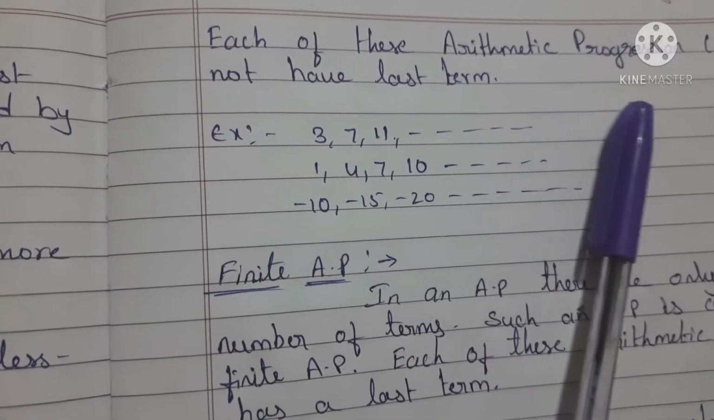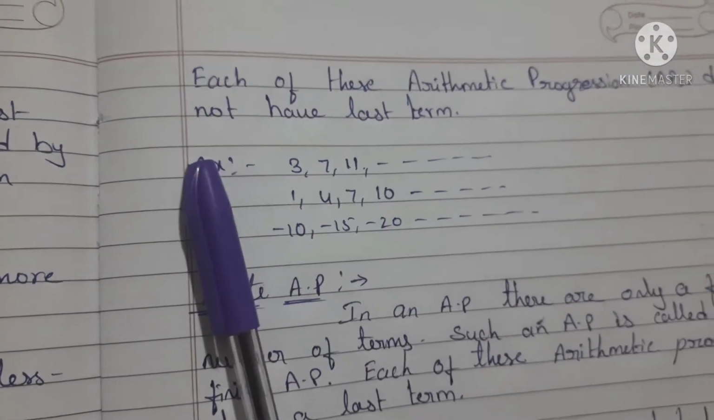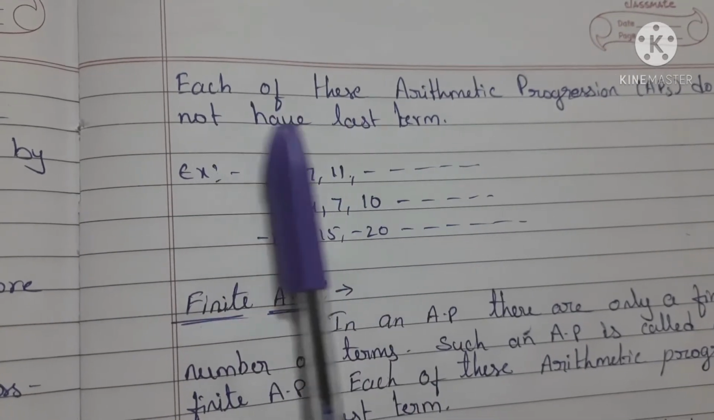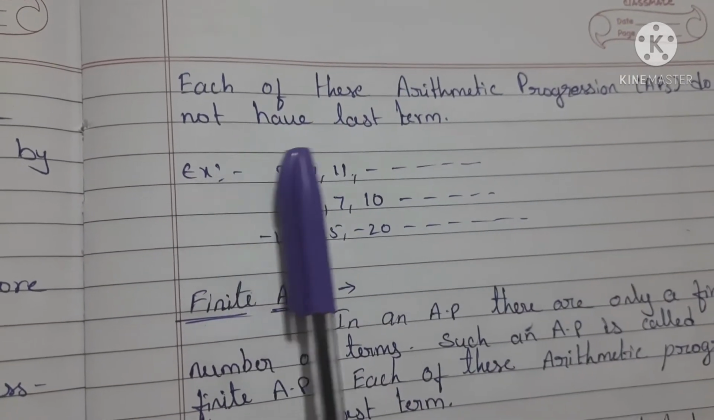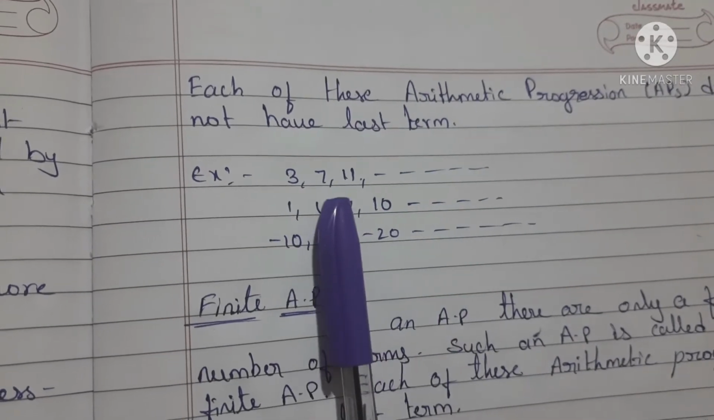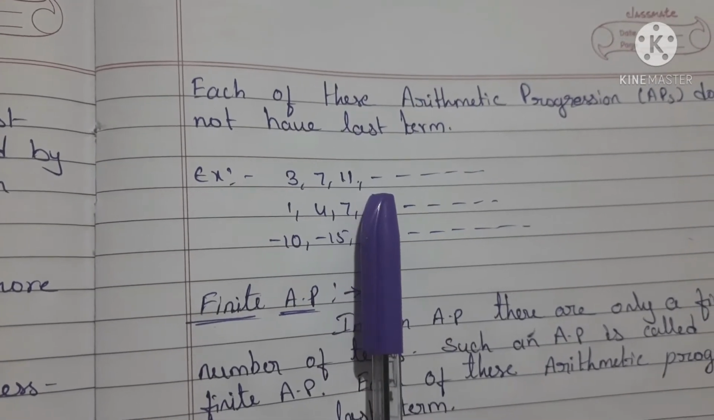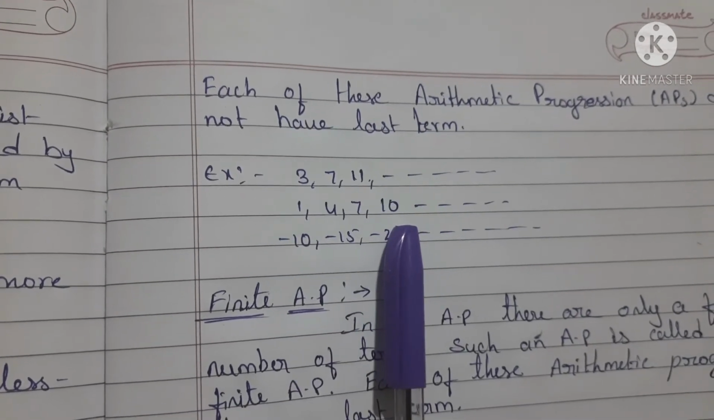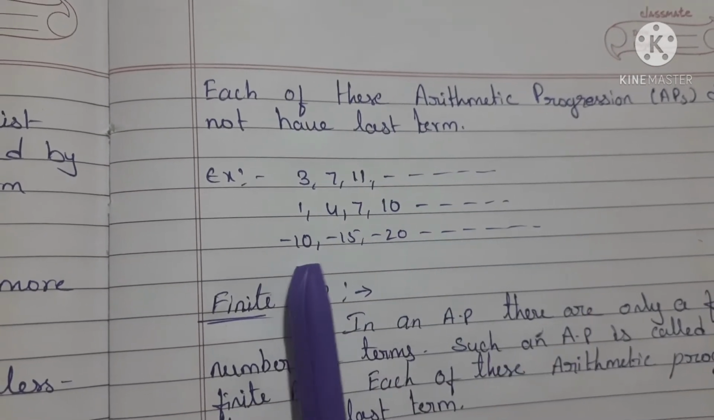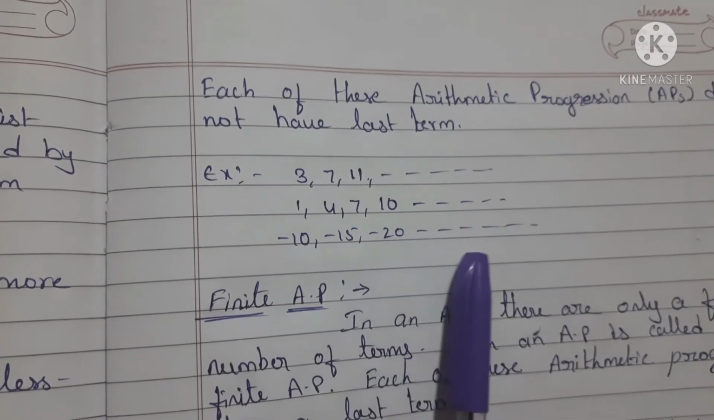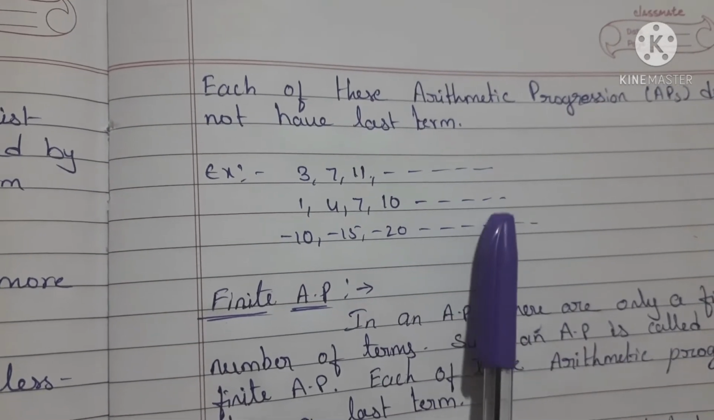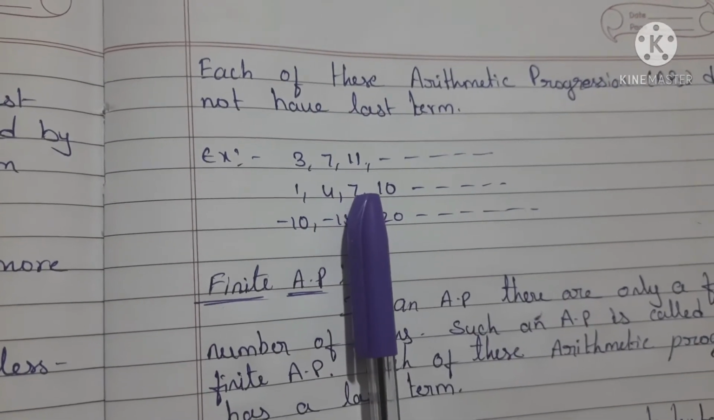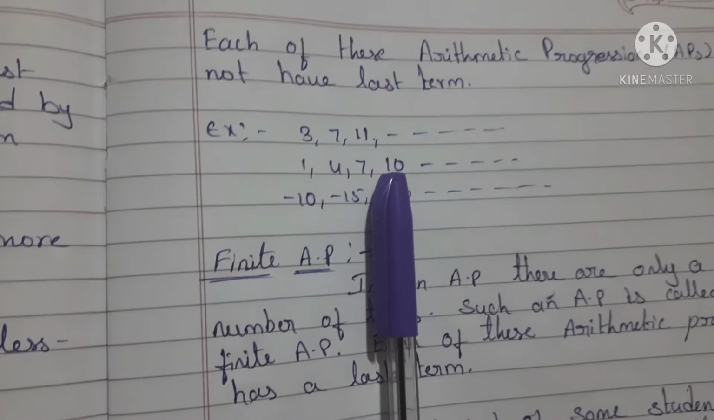Each of these arithmetic progressions does not have a last term. For example, 3, 7, 11, and so on. 1, 4, 7, 10, and so on. Minus 10, minus 15, minus 20, and so on. In these sequences there is no last term. That's why this is an infinite arithmetic progression.